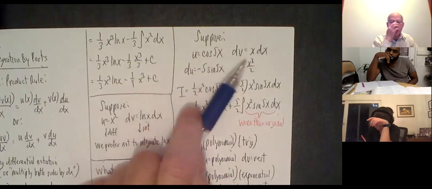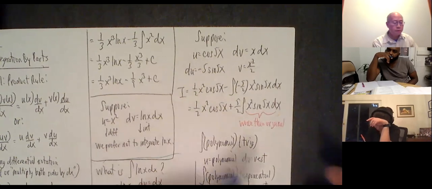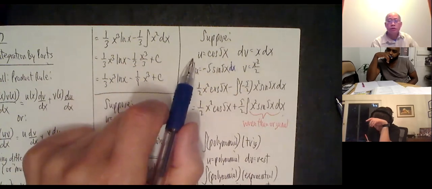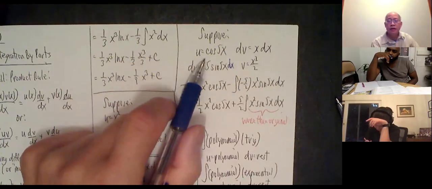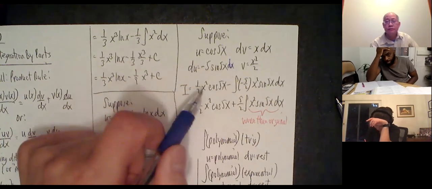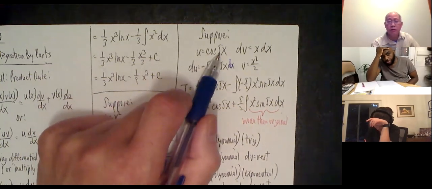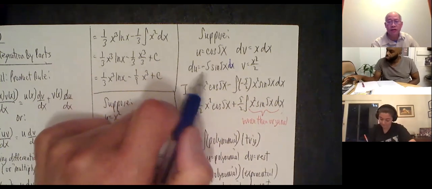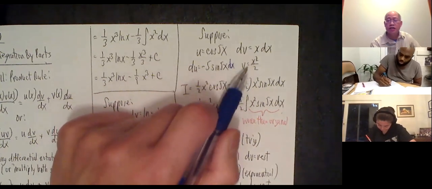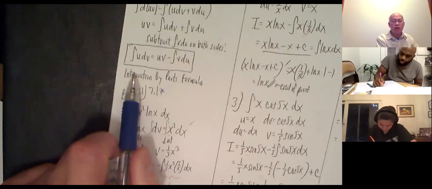So differentiate this side, integrate this side. So what's the derivative here? I forgot to write the dx, sorry. So u equals cosine 5x, du is negative 5 sine of 5x dx. So the derivative of cosine is negative sine, and then by the chain rule, I have to multiply by the derivative of 5x, which is 5. And to integrate, v is x squared over 2. Okay, so everything's fine. Now I throw everything into the formula.